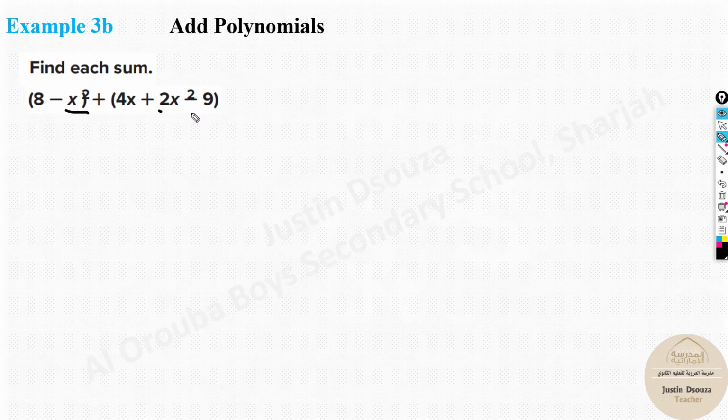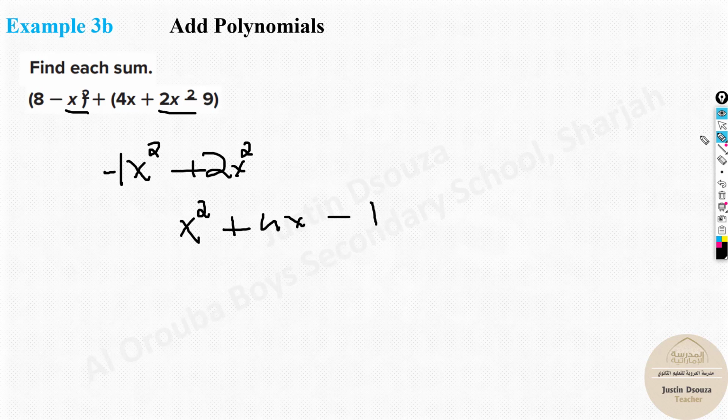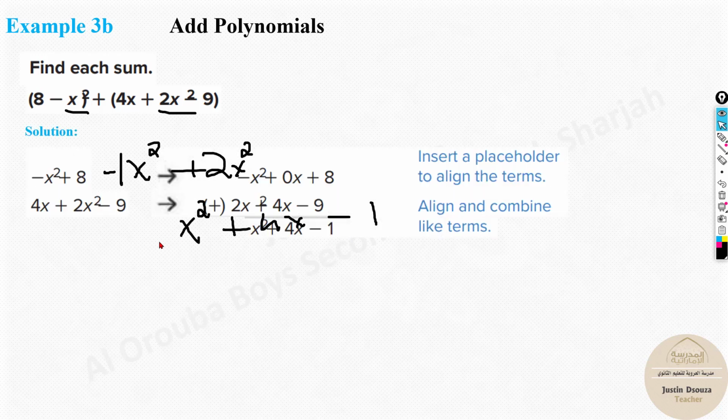First, see the highest degree. Negative x squared plus 2x squared. This must be solved. Plus and minus, you need to subtract and write the sign of the bigger number, that is plus. So 2x squared minus x squared is 1x squared. So you will just remain with 1x squared, or x squared. And then what about 4x? It's only one 4x. And minus 9 plus 8 would be minus 1. So this will be the answer: x squared plus 4x minus 1.